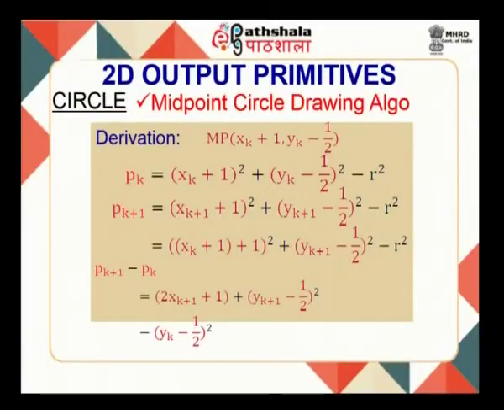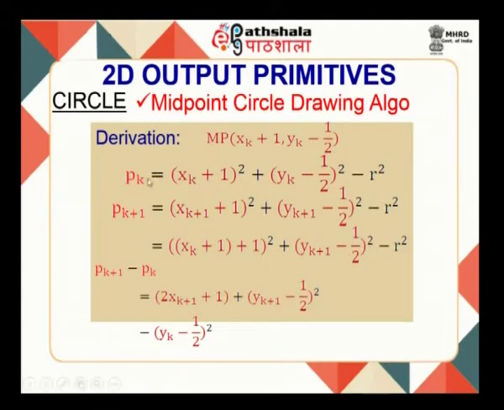So, what is the next step? Take these midpoint coordinates, put them in the equation x squared plus y squared minus r squared, and then check if it is equal to 0, less than 0, or greater than 0. So, that is how our decision parameter starts.